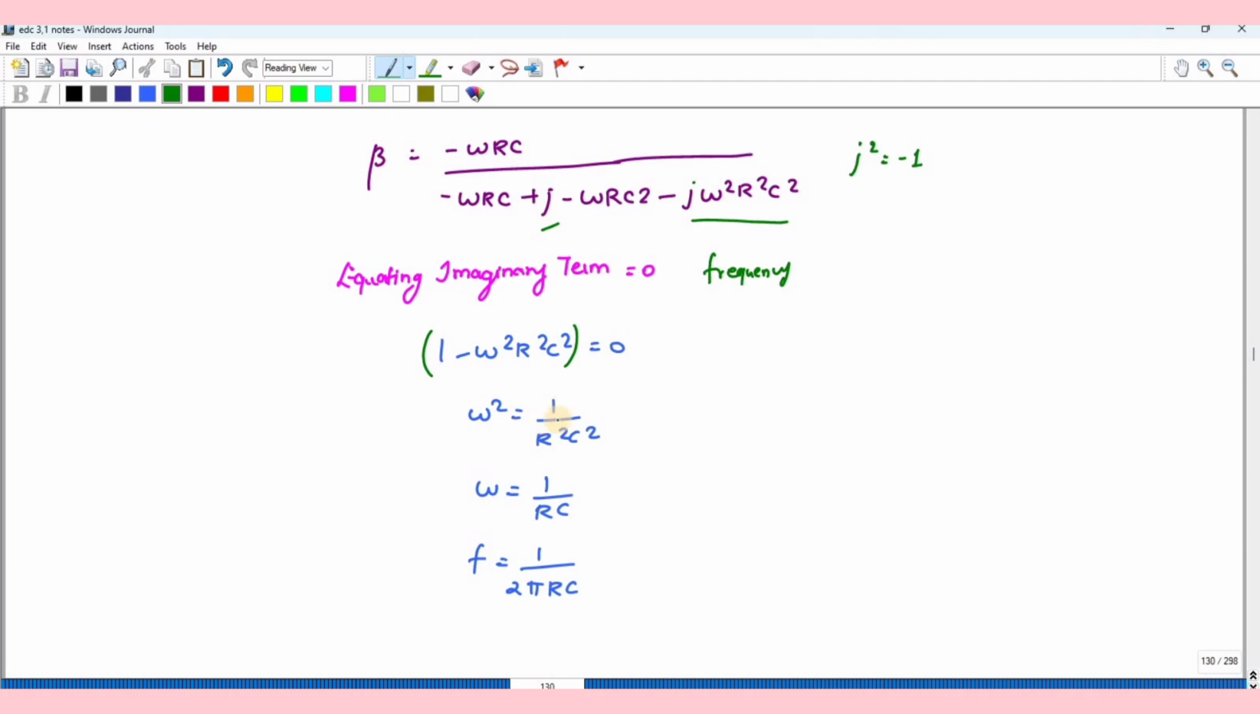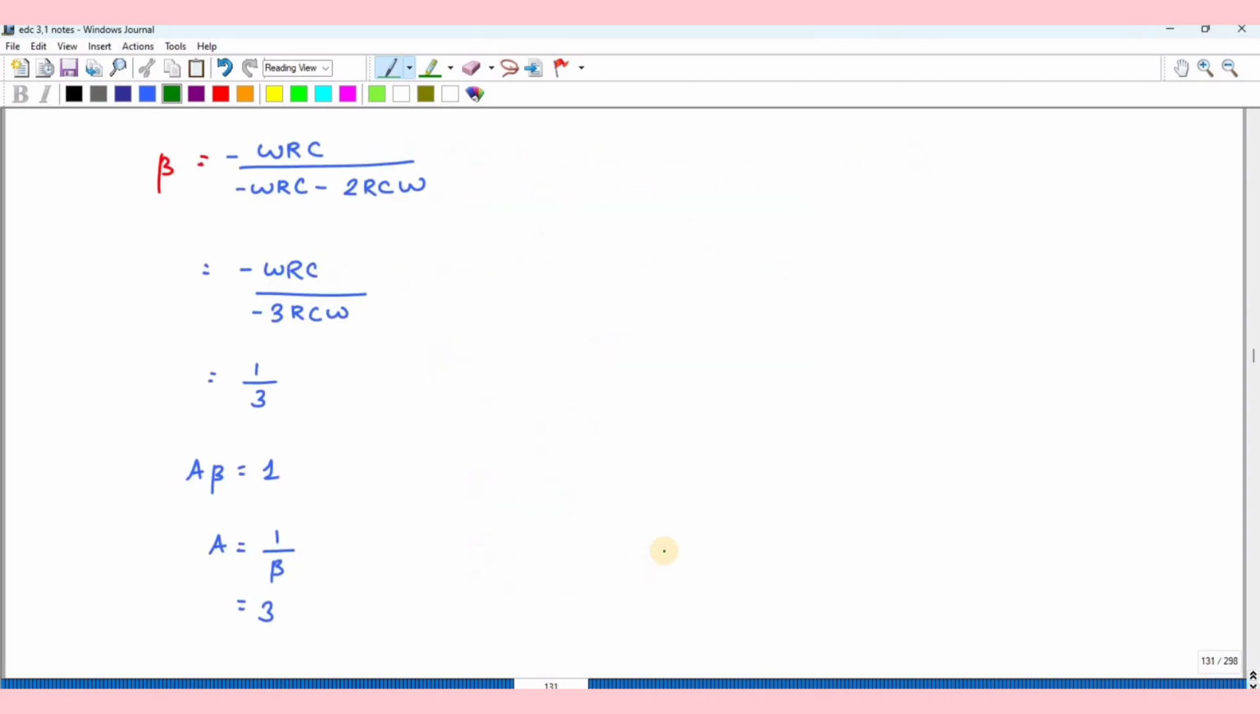So you will get omega square is equal to 1 divided by R square C square. By taking the root, omega is equal to 1 divided by RC. So f is equal to 1 divided by 2 pi RC. It should be in hertz, right? Sorry. So next I need to find the value of gain.